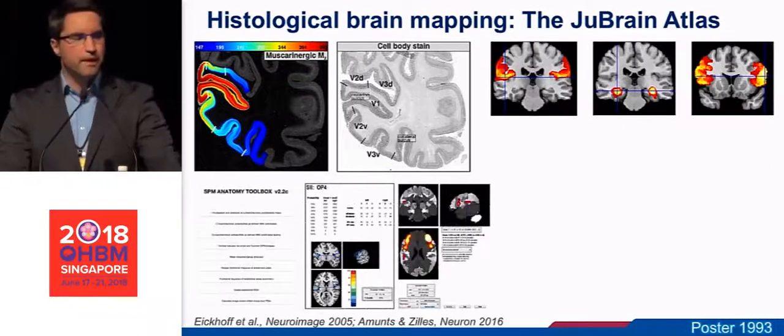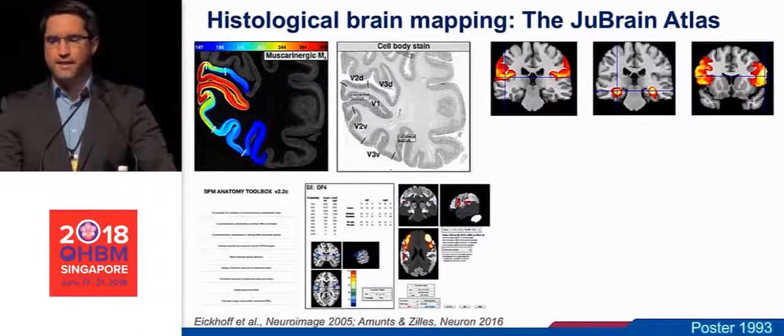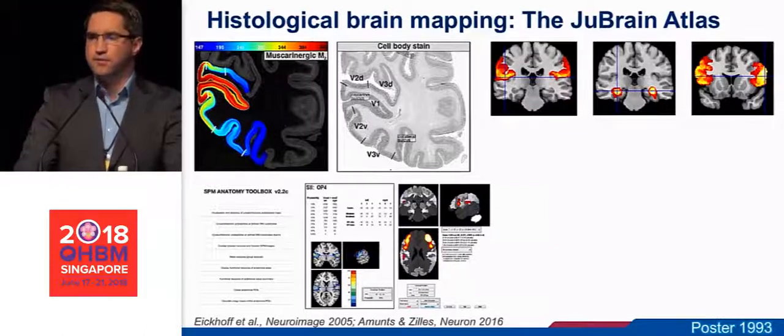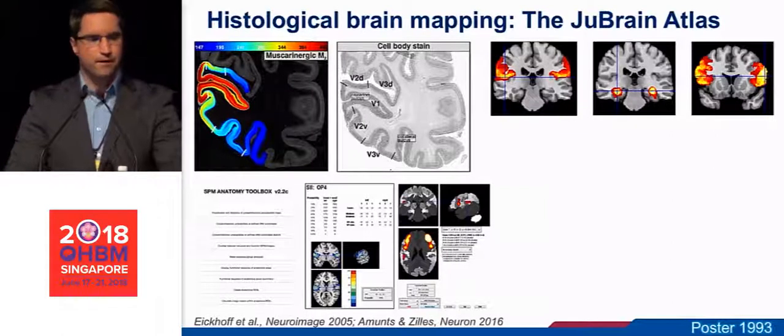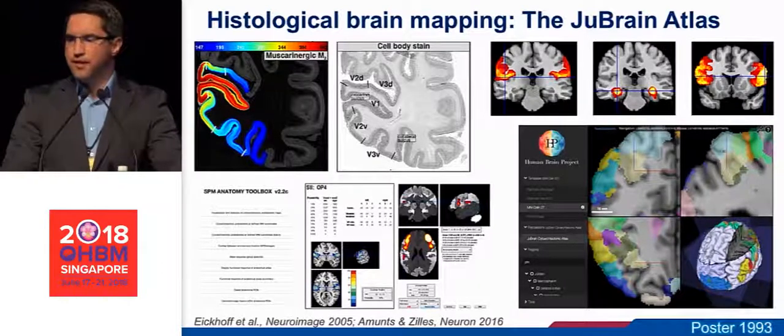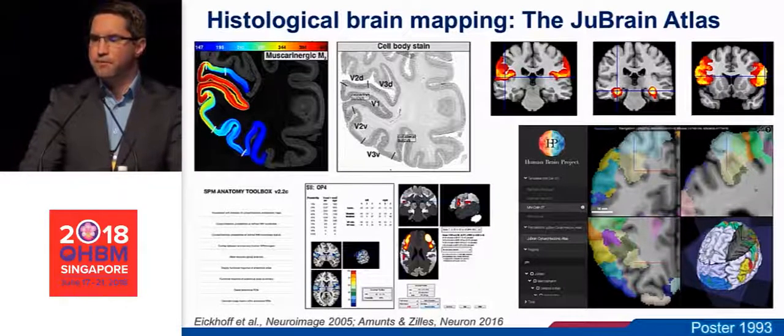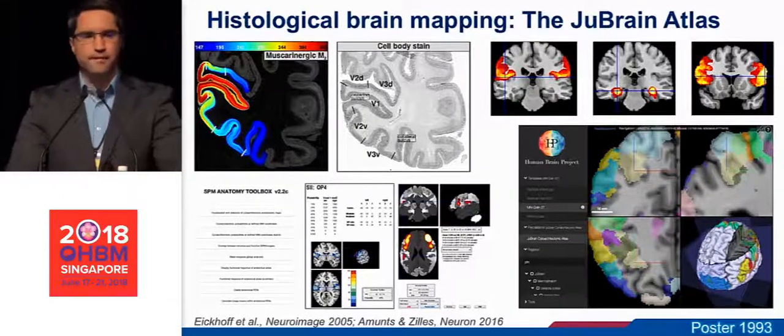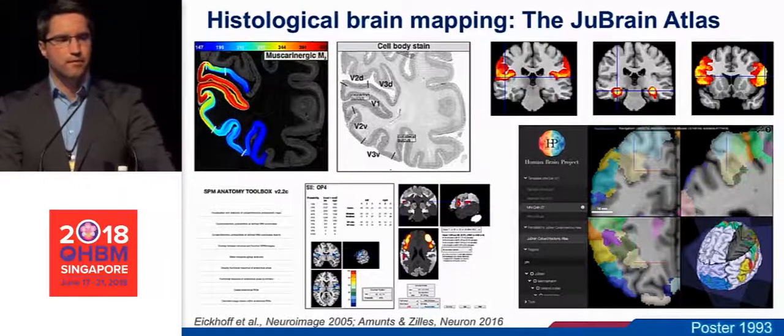Now, as Svenja already mentioned, we've provided the SPM Anatomy Toolbox as a tool to do structure-function relationship analyses, and these maps are now also integrated in other software such as FSL and AFNI. If you're interested to learn more about the newest developments, that's the integration in the Human Brain Project viewer. You can find the poster number on the bottom right of the slide.